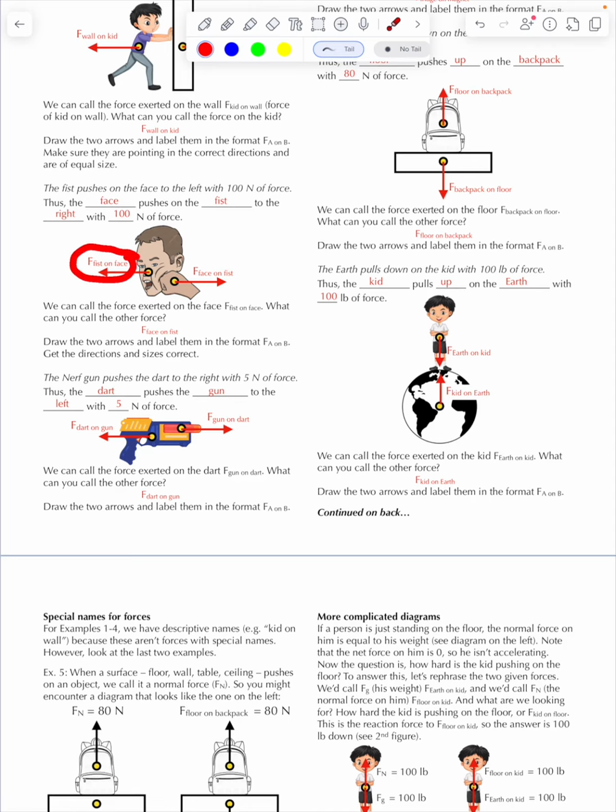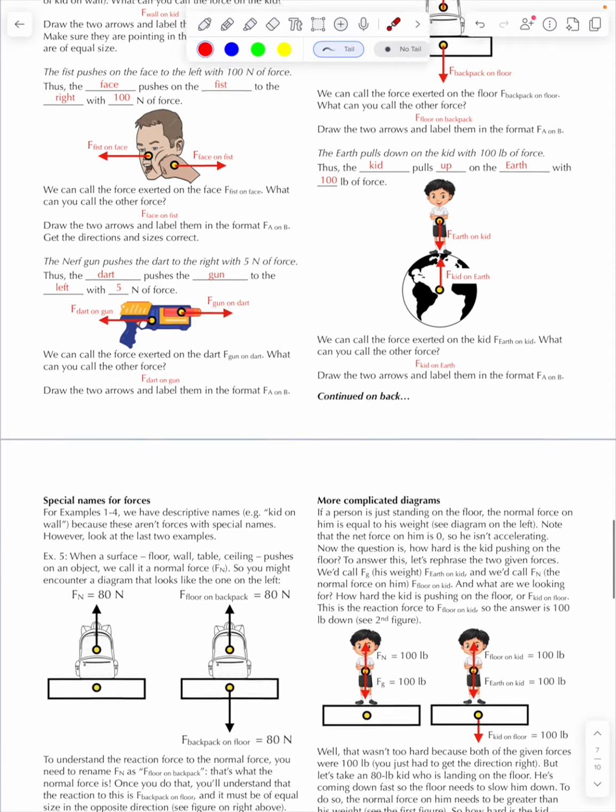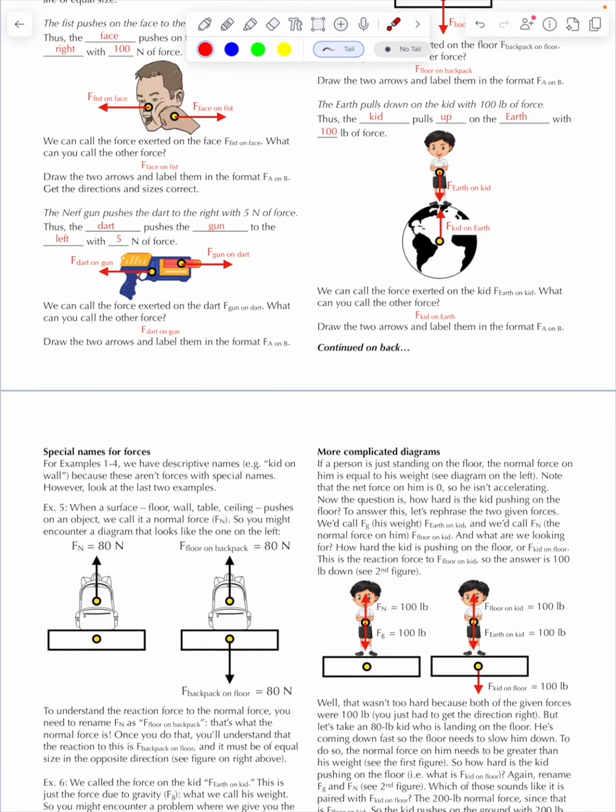This is force of fist on face. That makes sense? So the reaction is you just change those two nouns. The reaction is force of face on fist, how hard the face is pushing on the fist. Okay, let's keep going. I don't want to drag this on too long.